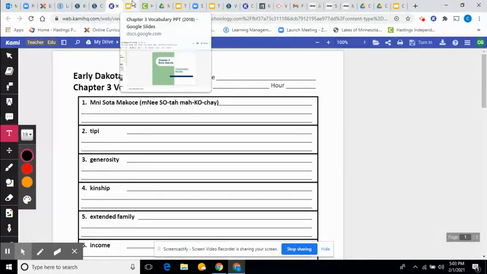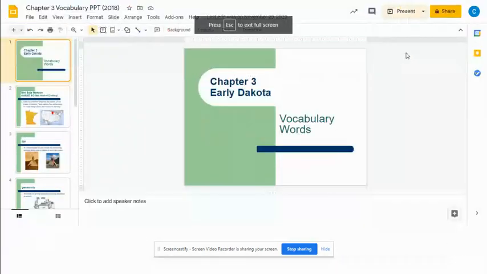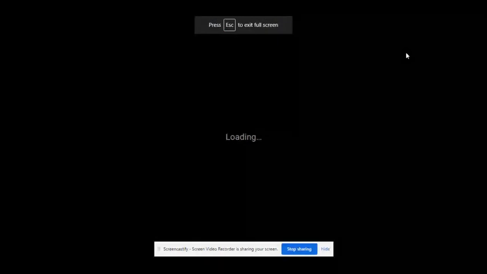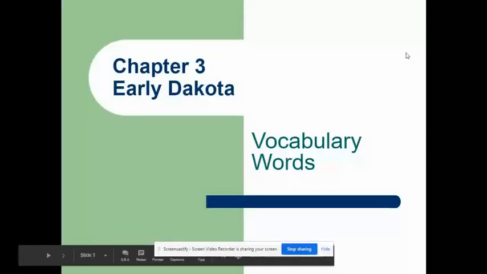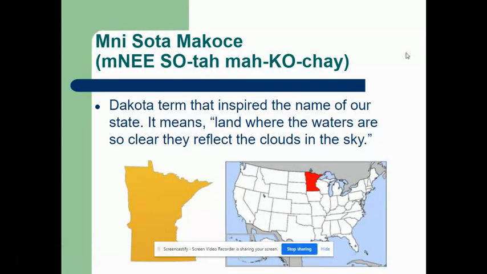All right, I'm going to pull up a Google slide to share with you each of the terms. And I'm going to start with the first one, which is Minnesota Makoche. What Minnesota Makoche is, it's a Dakota term that inspired the name of our state, Minnesota. It means land where the waters are so clear they reflect the clouds in the sky. Or a short way to say that is sky-tinted waters.